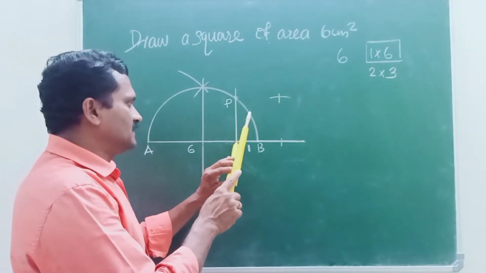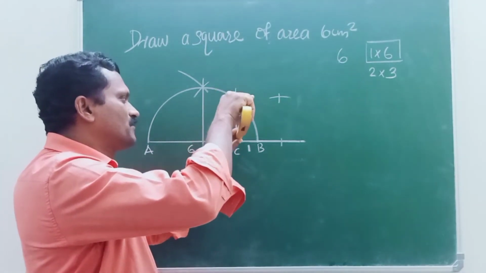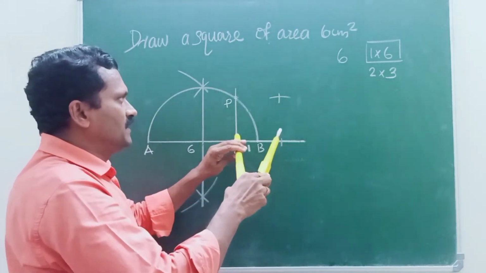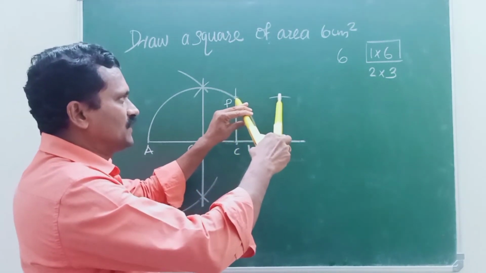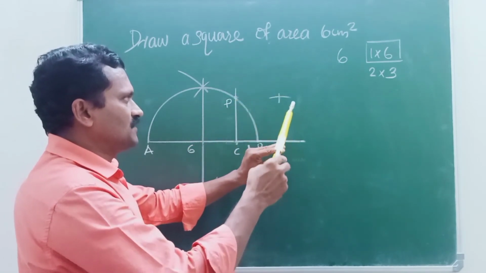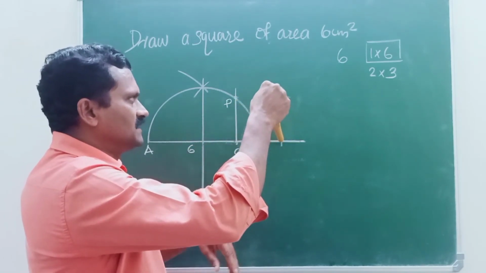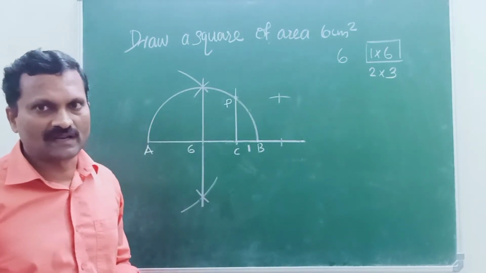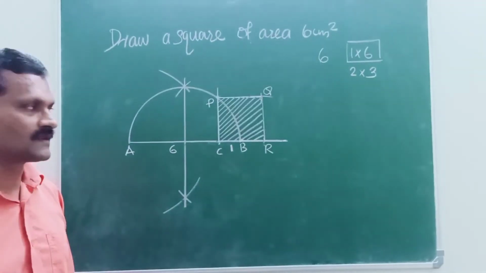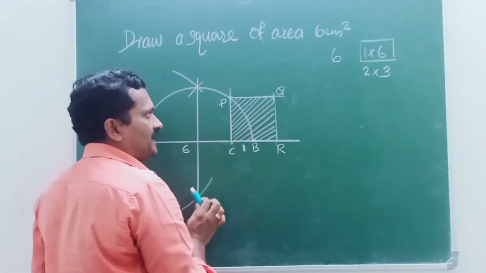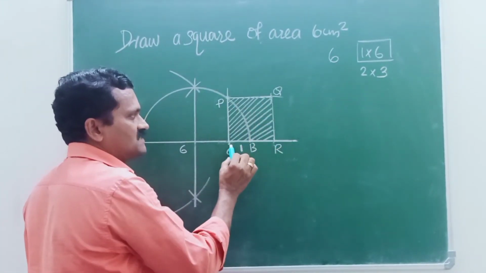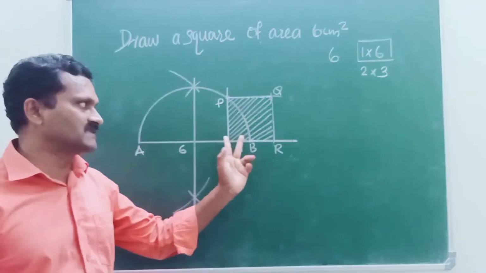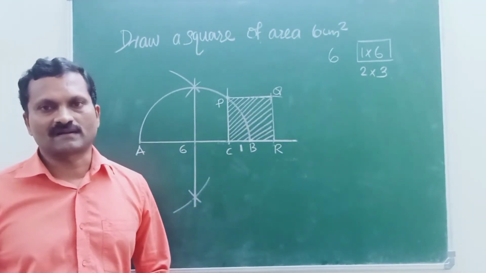So, we take the length CP on compass and mark it on the extended line of AB. From P also draw an arc. From this point also draw an arc. These adjacent points joined together will form the required square. Join adjacent points, that is P, Q, R, C, which is the required square. For easiness, shade the square.